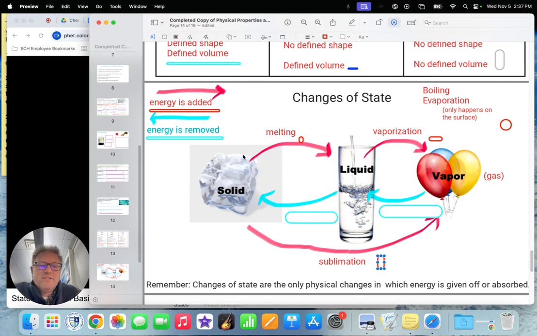Lastly, there's two other ones to talk about. This is when we're removing energy. We're cooling things down. If you have a gas and you cool it down and the particles go from the gas state to a liquid, it's condensation. Condensation is how the clouds form. Condensation is why you can see your breath on a cold day.